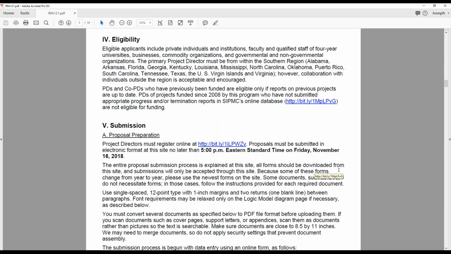You can also include other people in your working groups or in your project from other regions. There's no problem with that. Just the project director has to be in the southern region, and the work should benefit the region.